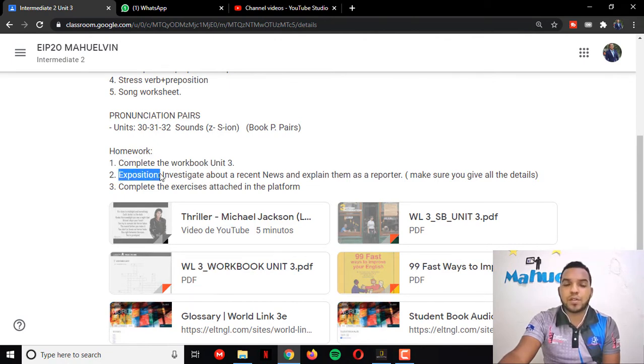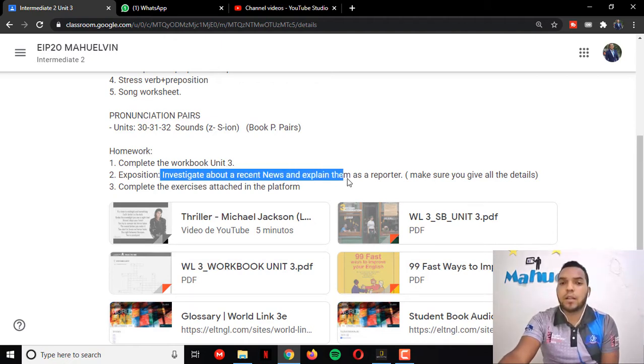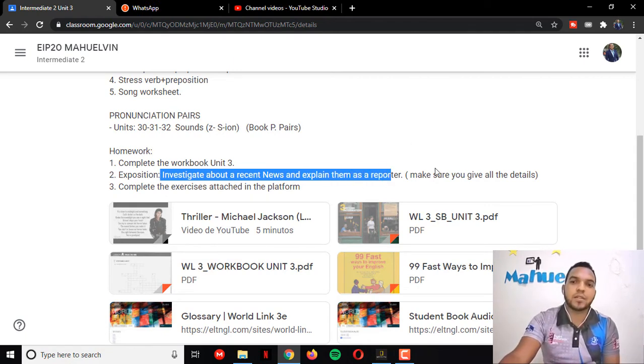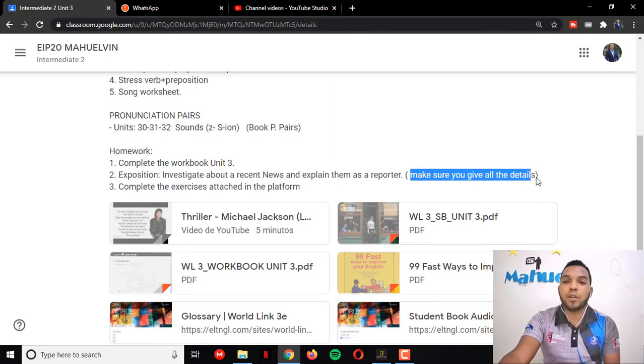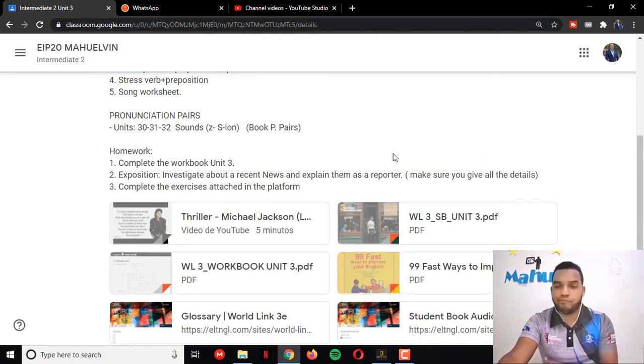So the exposition you have, guys, is that you are going to investigate a recent news story and explain it as a reporter, like Roberto Cavada, Alicia Ortega, or something like that. So make sure that you give all the details about it, okay? It doesn't matter if the news is from here in the country or from outside. You can take any kind of news.